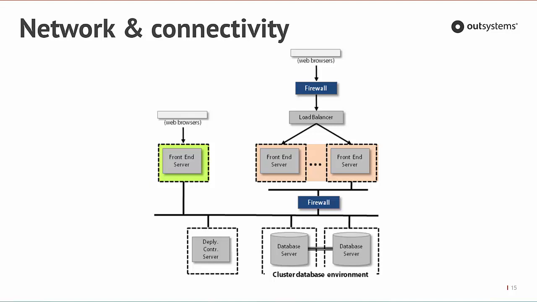In this case, the green front end, the deployment controller, and the database servers are in a high-speed internal network. This network is separated from the DMZ, where the orange front ends are located. These are, in turn, separated from the users by a load balancer and another firewall that separates corporate network from the internet. We will look into the requirements of a similar setup later in a following slide.